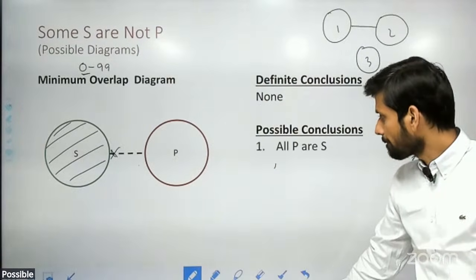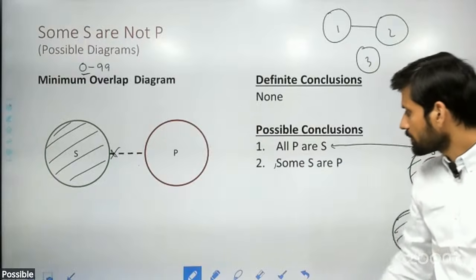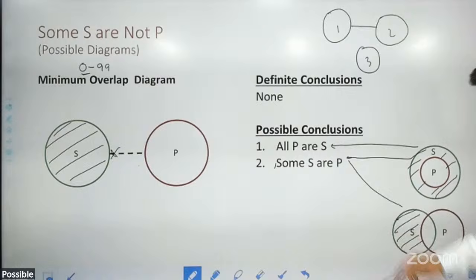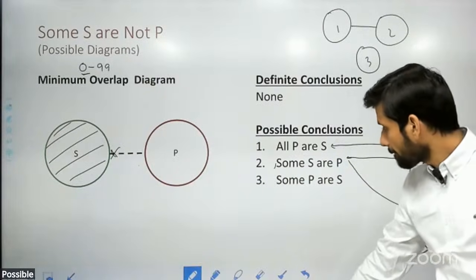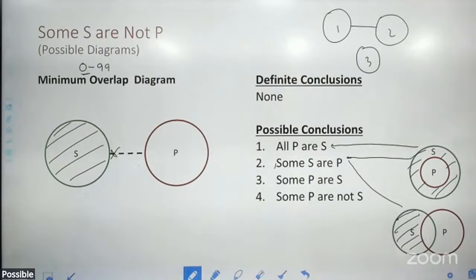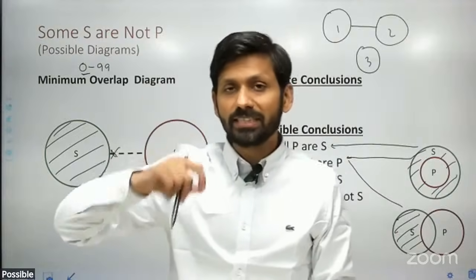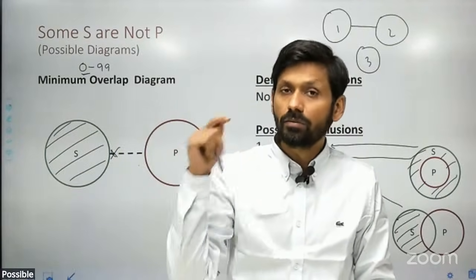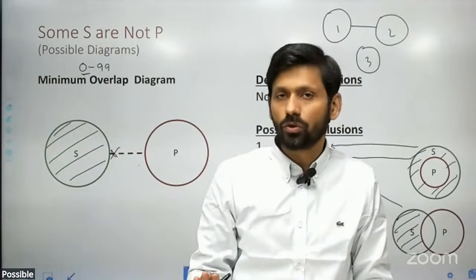Number one, all PRS, coming from here. Number two, some SRP, again coming from here, here. Then some PRS, again coming from these two diagrams. Some PR not S. And this is interesting. From some SRP, some PRS follows. We just checked. But from some SR not P, some PR not S does not follow.